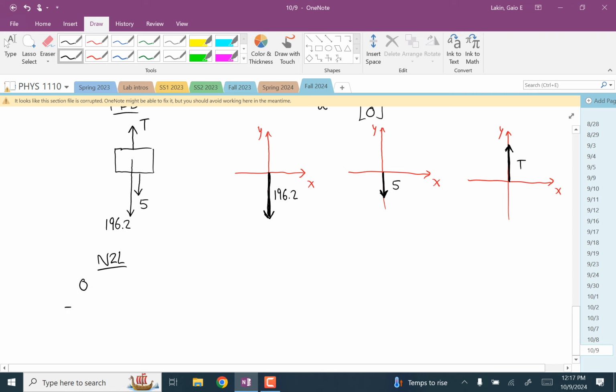Yep, 0, negative 196.2. Okay, and then for the 5 Newton, what are the coordinates of that head? Yep, 0, negative 5. And what about this one? Well, we don't know a number for it, but we know the magnitude is t. What are the coordinates of the head of that vector? Yeah, 0, positive t.